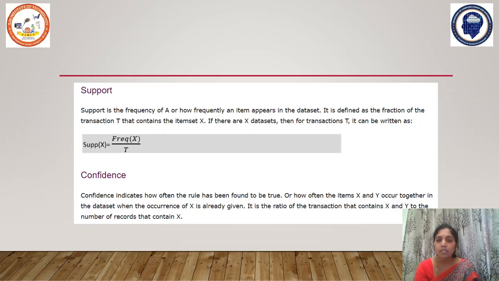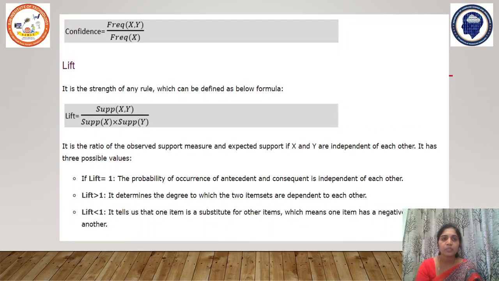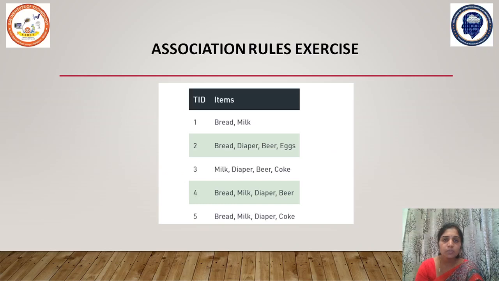Before we start defining the rule, let us first see the basic definition of support count. Support count is the frequency of occurrence of an item set. Here, the frequency of occurrence of milk, bread, diaper: how many times has it occurred? Two times. A frequent item set is an item set whose support is greater than or equal to the minimum support threshold value. An association rule is an implication expression of the form X implies Y, where X and Y are any two item sets. For example, milk, diaper implies beer.